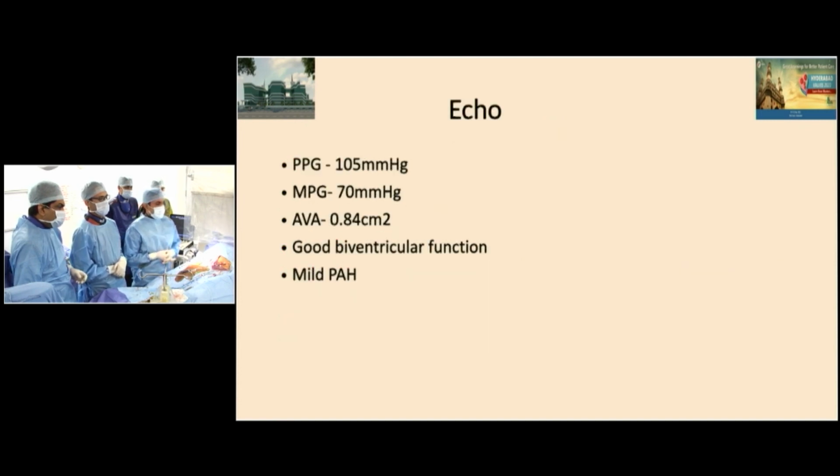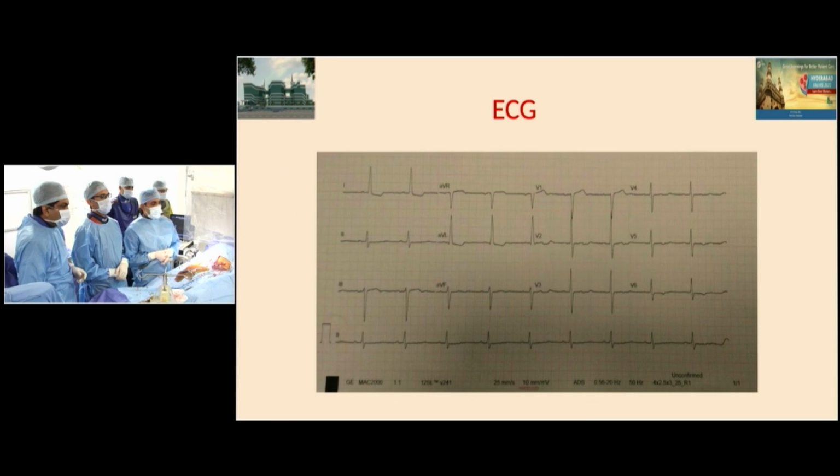Next slide. On echo, the peak gradient is 105, mean gradient is 70, aortic valve area is 0.84 centimeters square, good biventricular function, mild pulmonary arterial hypertension. Next slide. ECG is normal sinus rhythm.